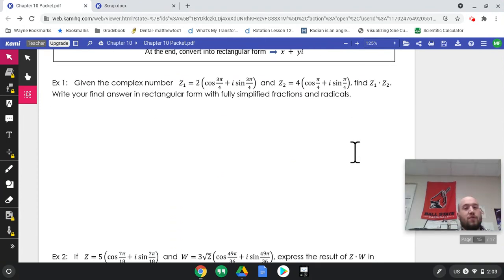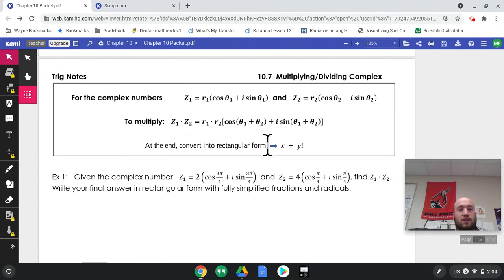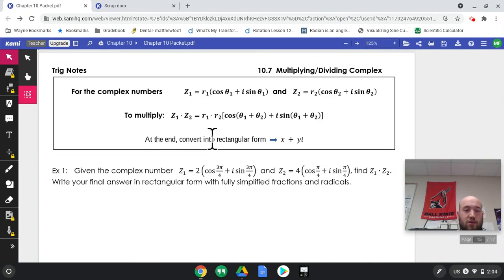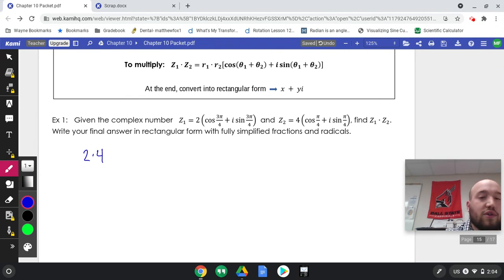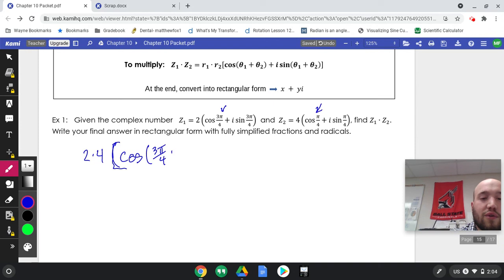So the first thing we want to do is set it up. See the r's, they multiply. So they multiply at the front. So we have a 2 and we have a 4. So 2 times 4 will go at the front. And then we have the cosine of, now in parentheses here, so let me make that a bracket, cosine of 3 pi over 4. I got that from right here. We're going to add that to the pi over 4. Plus i sine, and this will also be 3 pi over 4 plus pi over 4.